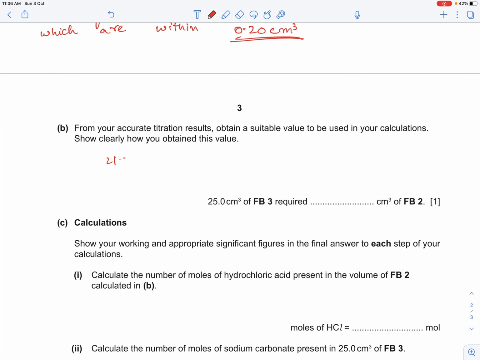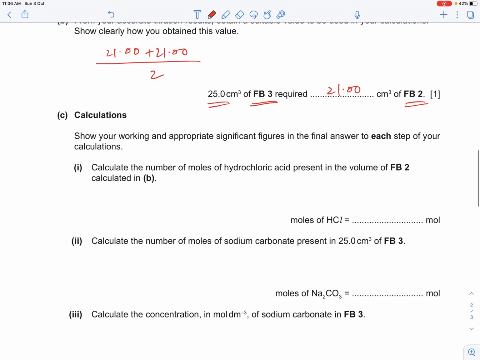So 21.00 plus 21.00 divided by 2, so I get 21.00. This is the volume of FB2 required for 25 cm cube of FB3. Next, calculation parts. Show your working and appropriate significant figures in the final answers to each step of your calculation. Calculate the number of moles of hydrochloric acid present in the volume of FB2.